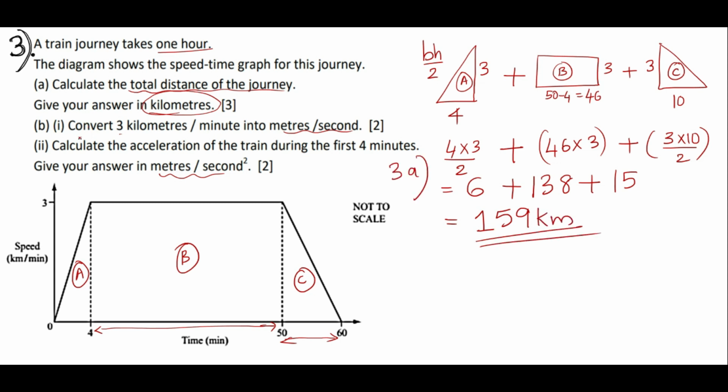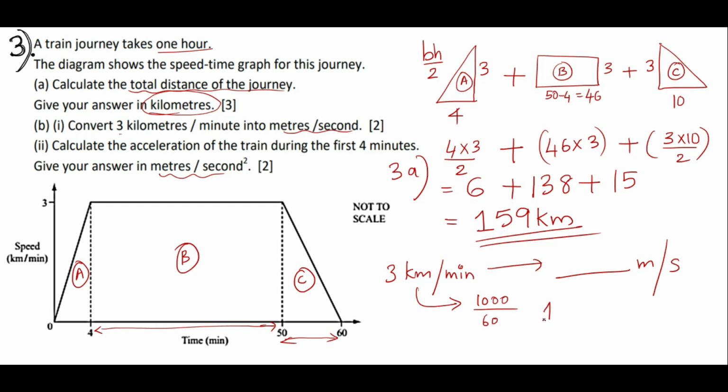Moving on to 3b, convert 3 kilometers per minute to meters per second. So 3 kilometers per minute need to be changed to meters per second. Now, just in case you have forgotten the conversion, from kilometer to meter it's 1,000, and from minutes to seconds it is 60.